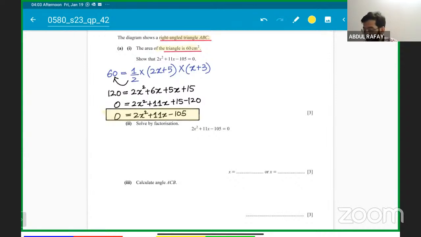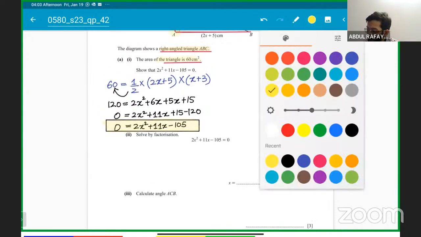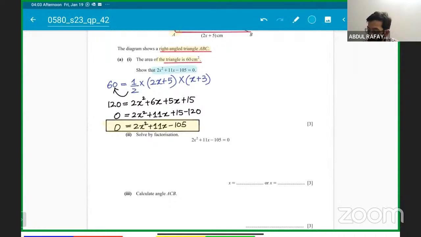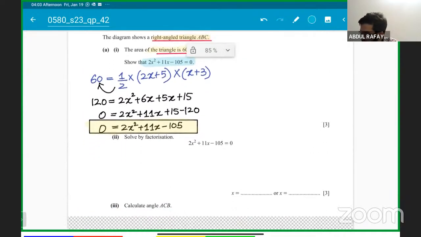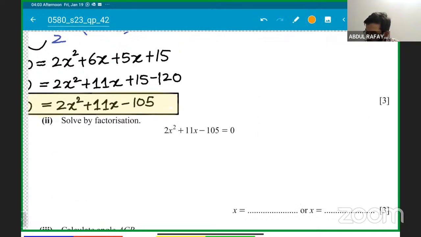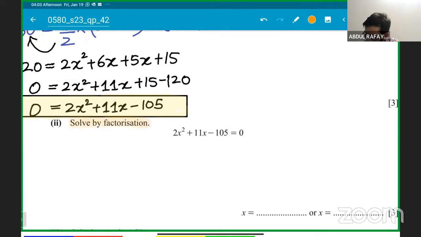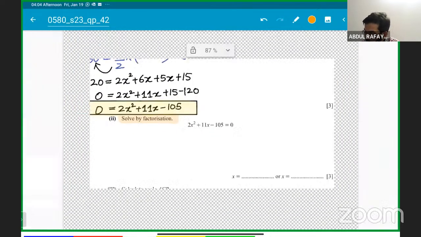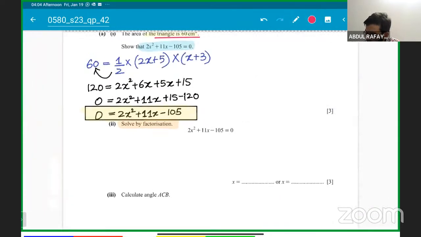So we got 2x square plus 11x minus 105. Any other questions? So the part A proving part is done. Then for 3 marks again, make sure nobody can use the quadratic formula here. That is what we need to understand. We have to solve this using factorization. Everyone getting it, clear? So let's use factorization to solve this.